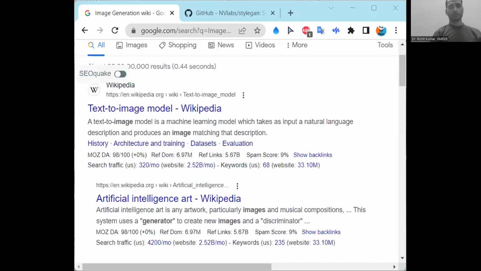Hey there, my name is Rohit Kumar, and today we are going to discuss another very specific and important topic, that is image generation. As you know, when we are seeing image generation, it means you are generating some sort of image using some sort of input data.